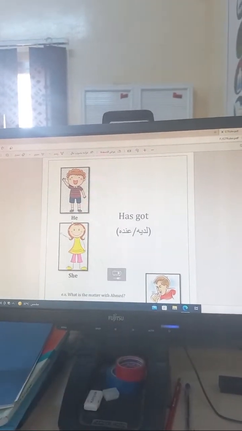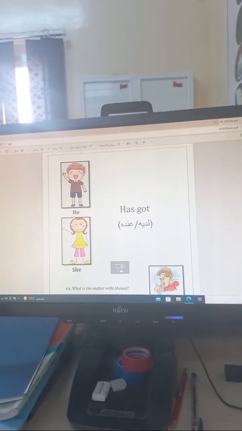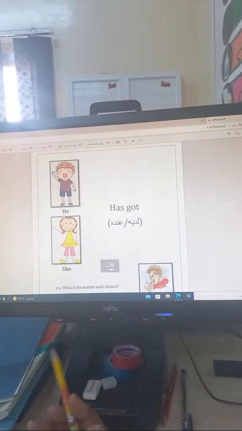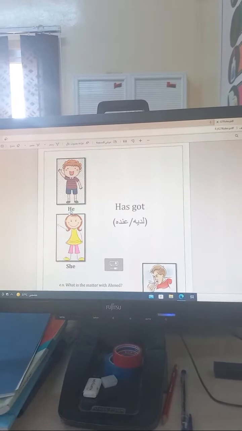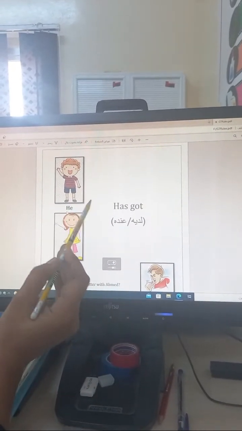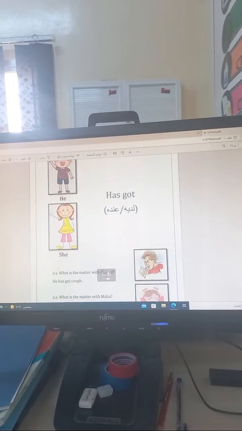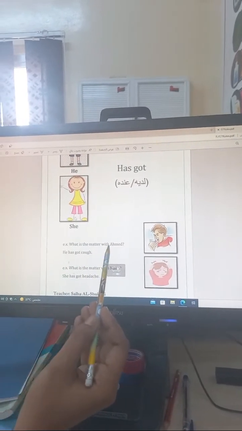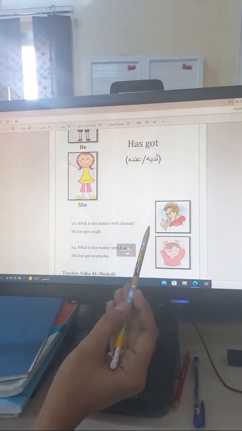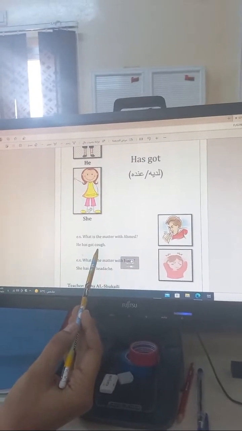Now, I'm going to talk about has got. This grammar, you can find it, girls, in unit 2, which is talking about a disease or illness. Has got means something you have, يعني عندك أو تمتلكه. We use has with singular, like he for a boy or she for a girl. Look at the example here. What is the matter with Ahmed? This is Ahmed. So what's the matter with Ahmed? We say he has got a cough. He has got what? A cough.